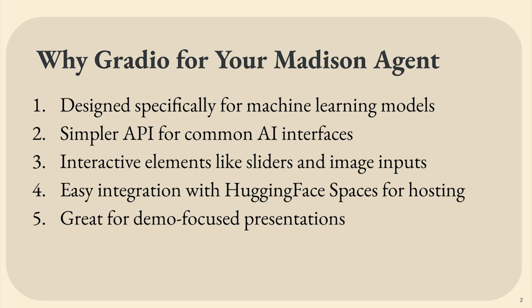It has a very simple API for common AI interfaces and it is specifically designed for AI and ML models. It also has very easy integration with Hugging Face Spaces for easy deployment and hosting. So for your project, you can either work with Streamlit or Gradio. Both will work well. Choose the one that best fits your specific Madison tool. If your tool focuses on text analysis, image processing, or classification, Gradio might be particularly suitable.